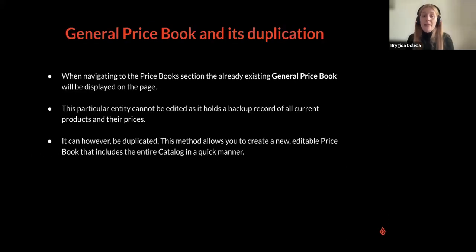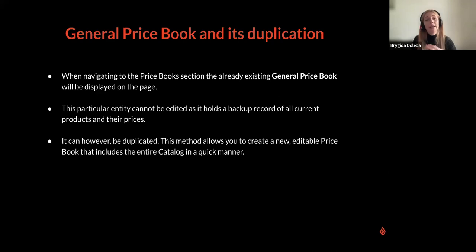So next method is the general price book. The general price book is an entity that already exists on your price book page. You may have even noticed that in the video that we were showing before. This entity cannot be edited. However, it can be duplicated.